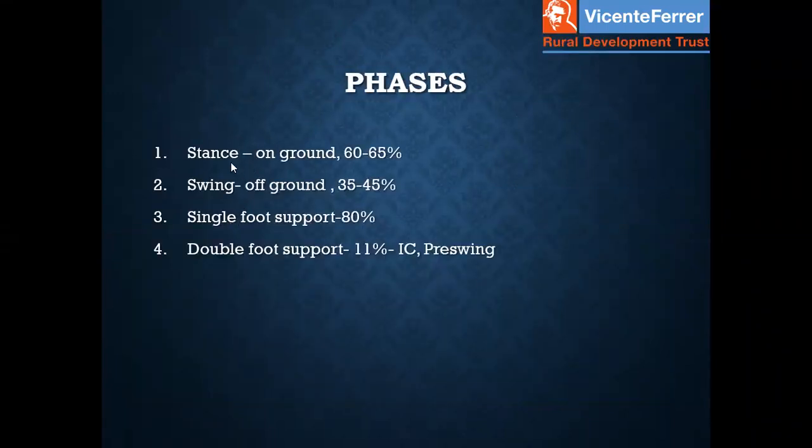So more or less, the stance phase is 60%, swing phase 40%, and single foot support, where only one foot is supporting the whole weight of the body, occupies 80% of the time, and double foot support is only 11% of the gait cycle.